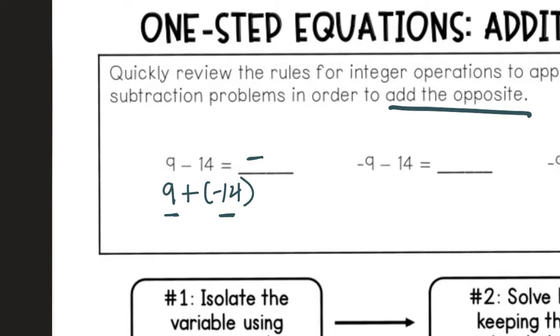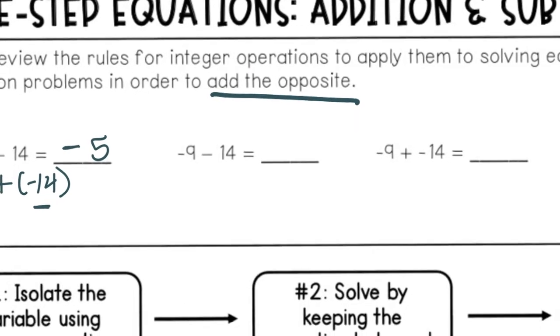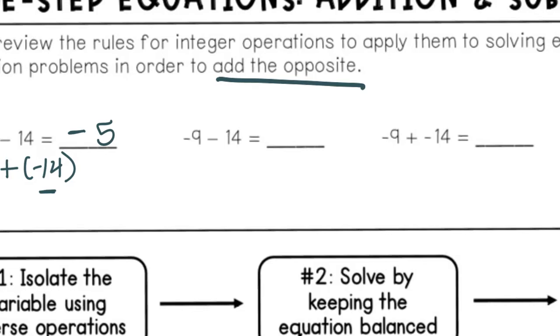Now, I know the difference between 9 and 14 is 5, because if I count up from 9 to 14, 9, 10, 11, 12, 13, 14, if I use my fingers, the difference between those two numbers is 5. So if I had $9 and I spent 14 of it, I spent more than I had, I went into the negative $5. For the next one, I've got negative 9 minus 14.